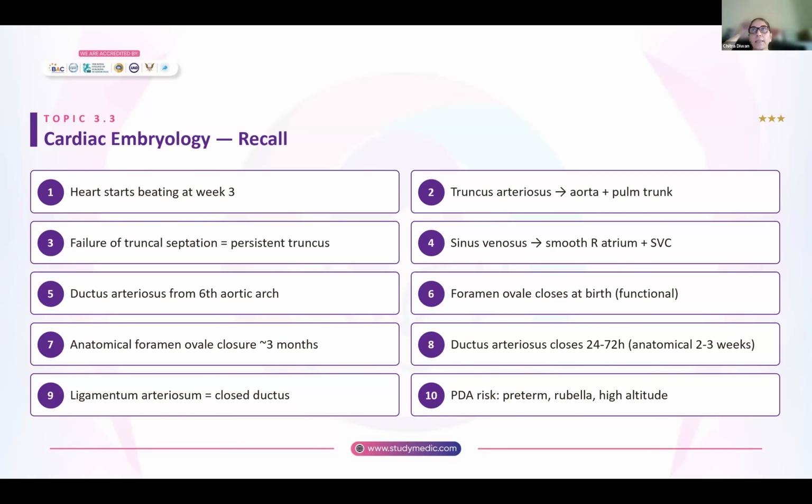Which are babies that are at a high risk of developing patent ductus arteriosus? So preterm babies, rubella infections, and sometimes even at a high altitude, you get failure of closure of the ductus.